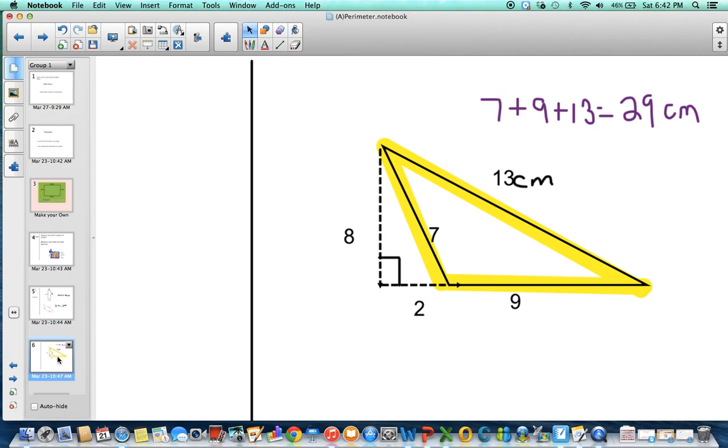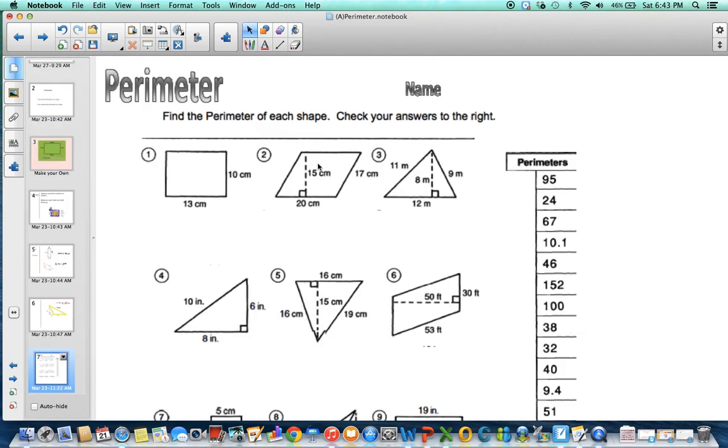Next, what you're going to do is try some on your worksheet on the perimeter side. It looks just like this.